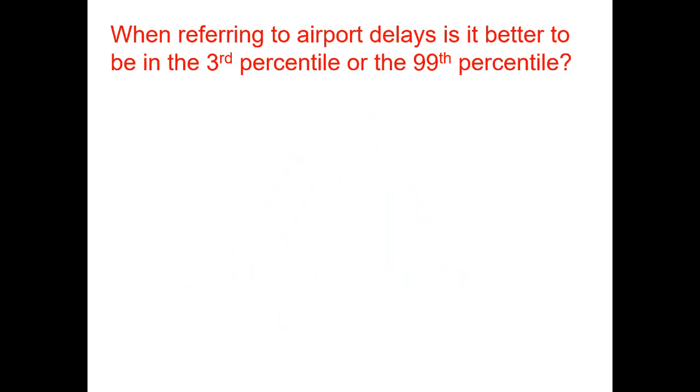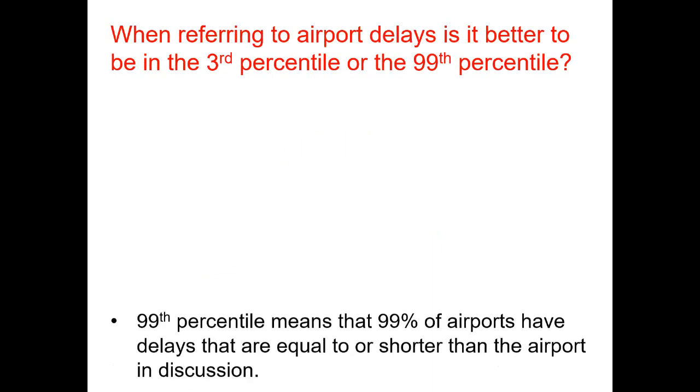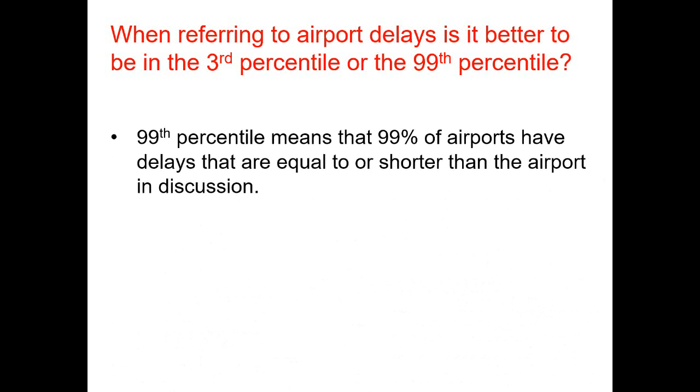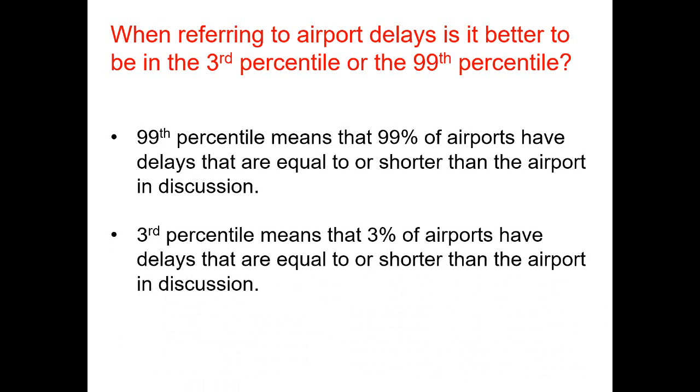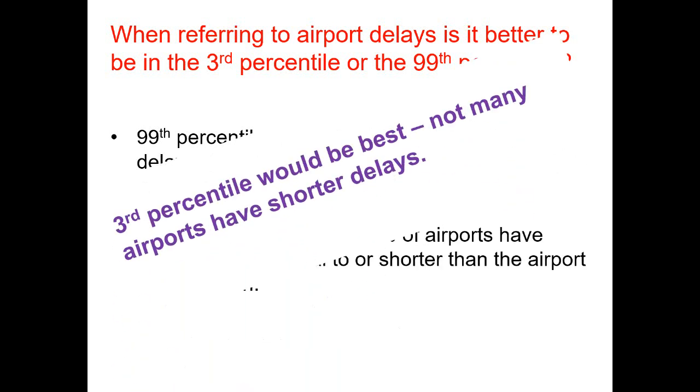So that's going to be the 3rd percentile and the 99th percentile. We never do 100th percentile, and we never do 0th percentile. So which one would be better in this case? Well, 99%, or the 99th percentile, means 99% of airports have delays that are equal to or shorter than the airport in discussion, while the 3rd percentile means that 3% of airports have delays that are equal to or shorter than the airport in discussion. So the 3rd percentile would be best, right? Not many airports have a shorter delay.